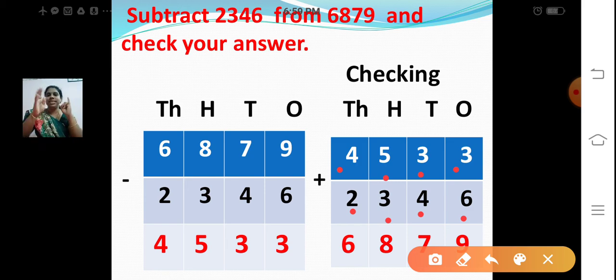3 in the mind, 6 in the finger. After 3, 4, 5, 6, 7, 8, 9. So 9 ones. Write it down. Now let's move on to the tens place. 3 tens plus 4 tens. 3 plus 4. 3 in the mind, 4 in the finger. After 3, 4, 5, 6, 7. Write it down. 7 tens.